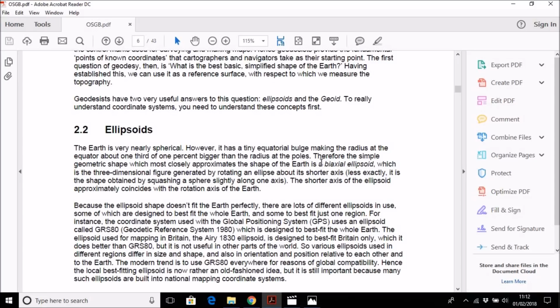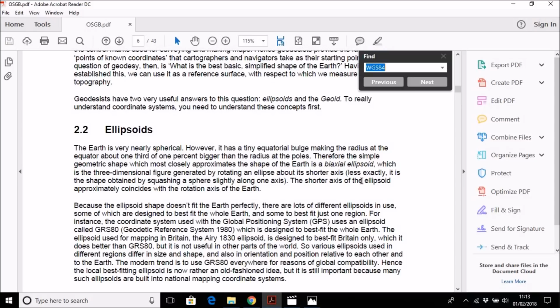That simply means an ellipsoid with two axes, and you generate that shape by rotating a simple two-dimensional ellipse around its shorter axis, and you get something which is very closely approximating to the shape of the Earth, but not the shape of the Earth. This is because the ellipsoid shape doesn't fit the Earth perfectly. And then it goes on, there are lots of different ellipsoids in use and so on, and explains a lot about how that actually works.